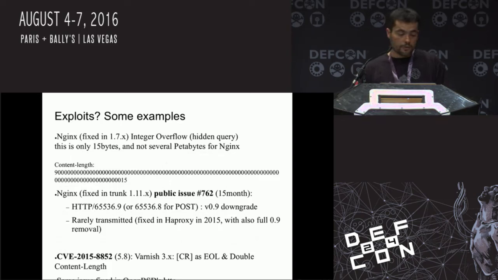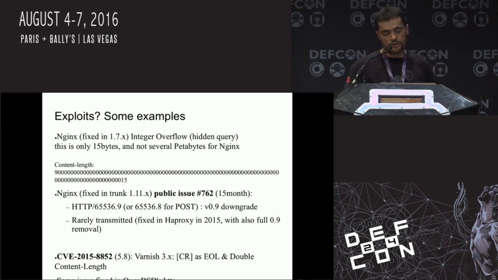Some other exploits, maybe, because we cannot see demos, so we can take time on exploits. I had some exploits on Nginx. Like, there are integer overflows. This cannot be used with Nginx as a reverse proxy, but if you've got Nginx as a backend, you can try strange things with very long numbers. This was fixed last year.